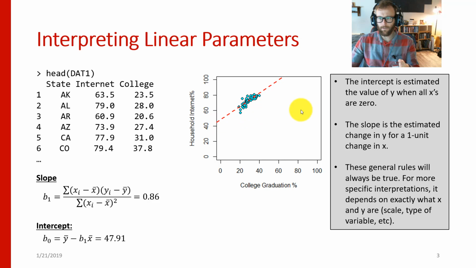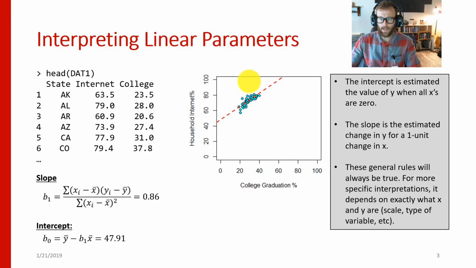Now, one thing we want to be careful about is that this is pretty far away from our data. None of the states have a college graduation percentage of less than 20, but that is how we would interpret this intercept. Similarly, the slope is the estimated change in y for a 1 unit change in x. So if we start at this intercept, for every 1 point increase in college graduation percentage, we go up 0.86 points in households with internet access. So for every 1 more percentage point of college graduation, we have a 0.86 percentage point increase in household internet access.